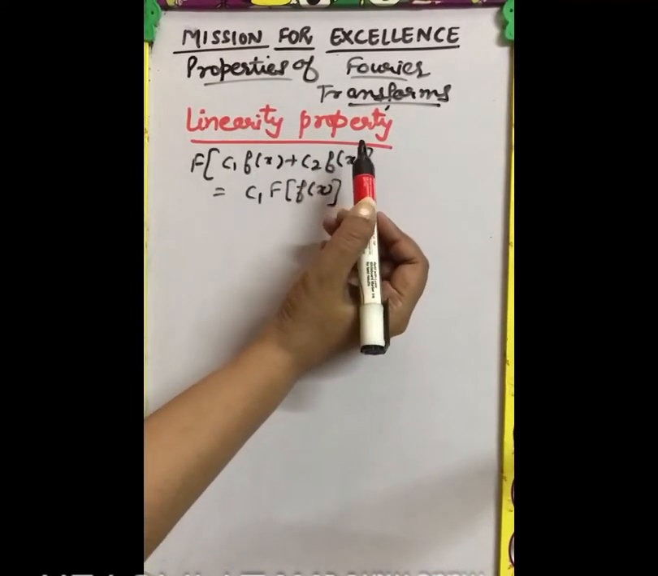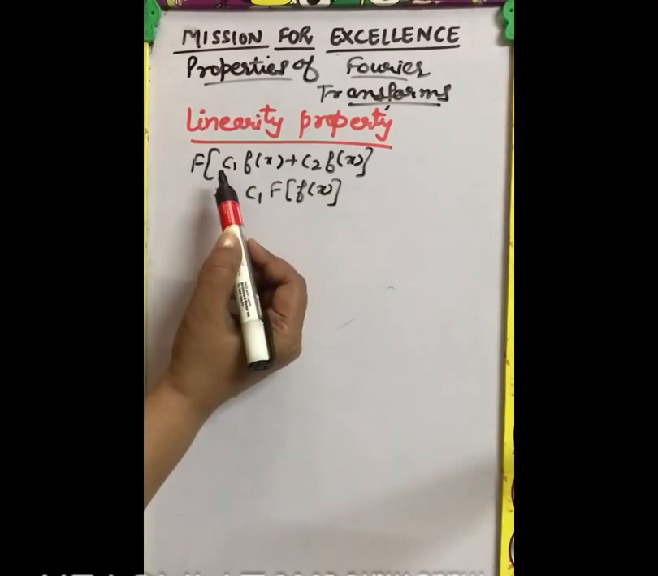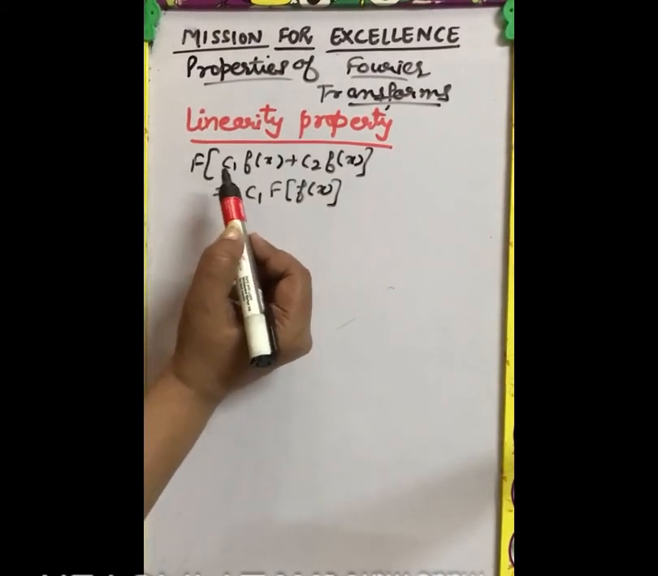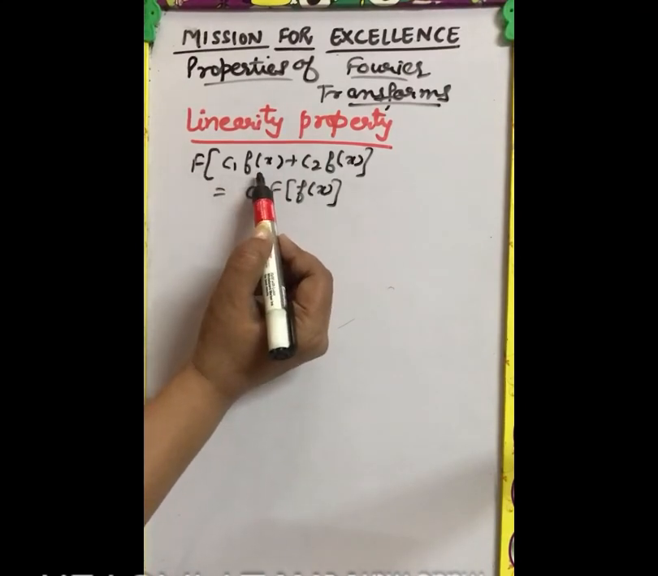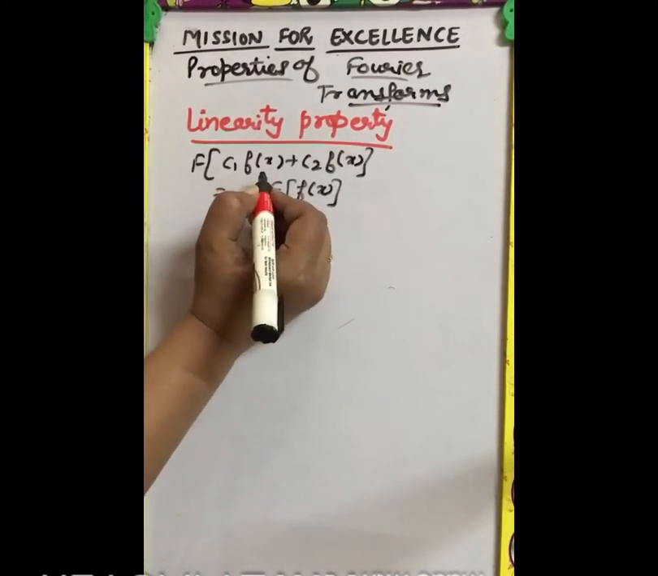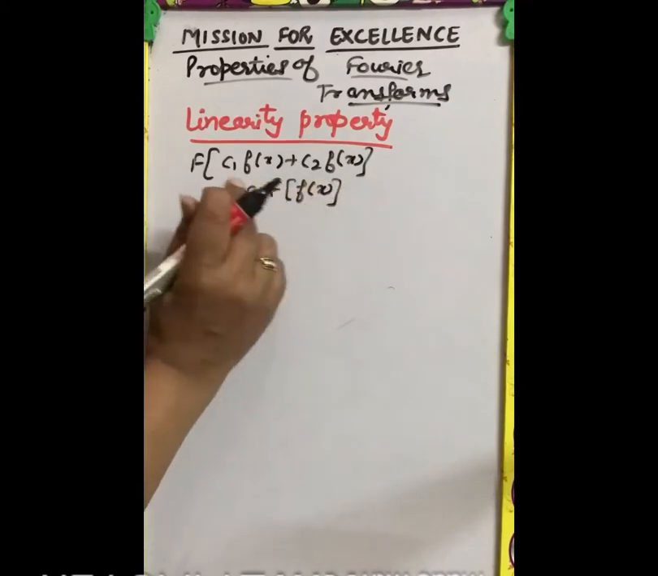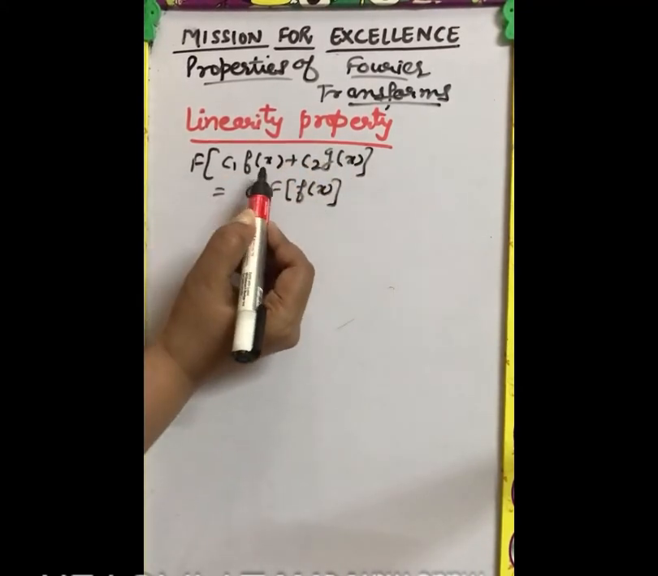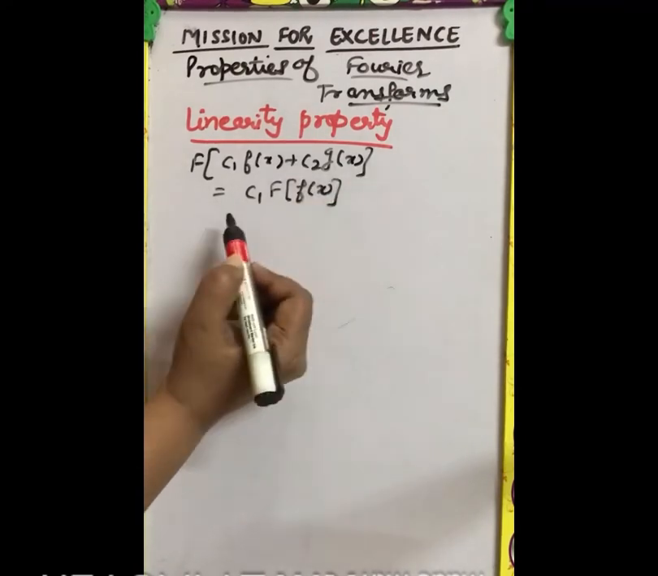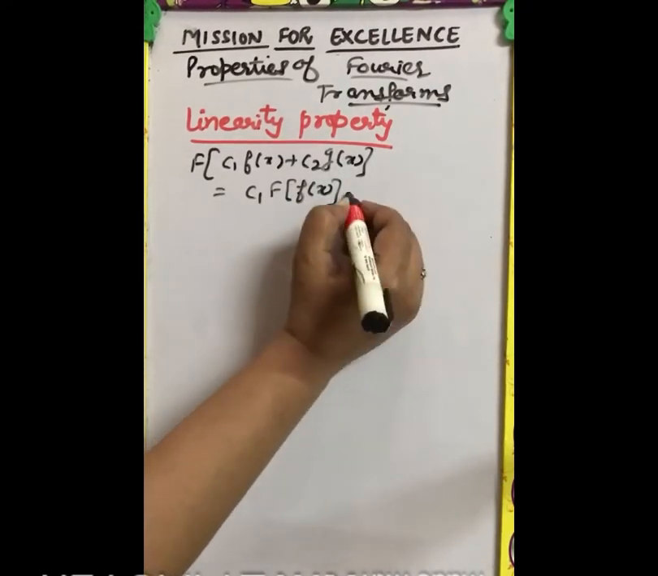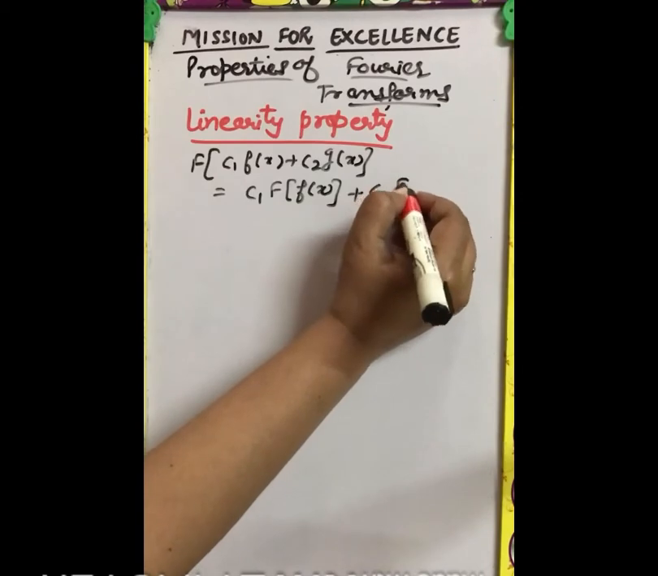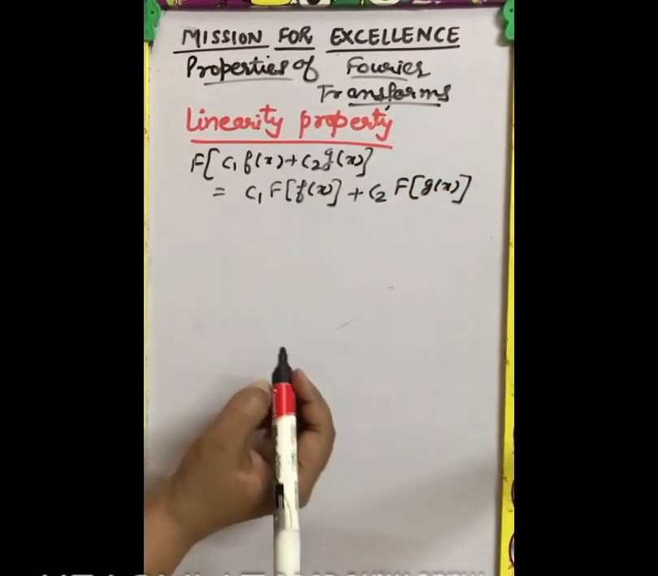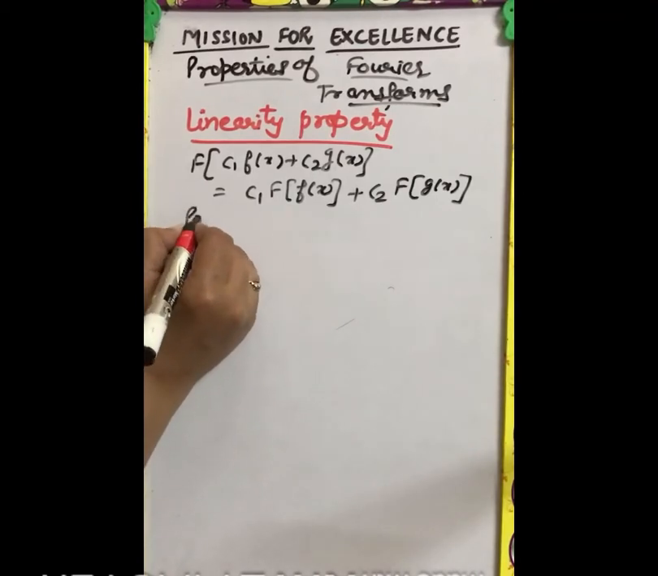Linearity property states that if you know the Fourier transform of two functions, then the Fourier transform of their linear combination, that is C1 f(x) plus C2 g(x), will be equal to C1 times the Fourier transform of f(x) plus C2 times the Fourier transform of g(x). This is the linearity property. So let us prove it.